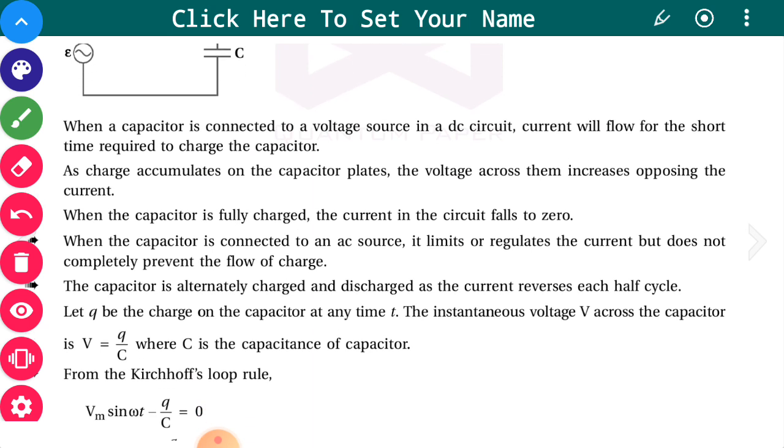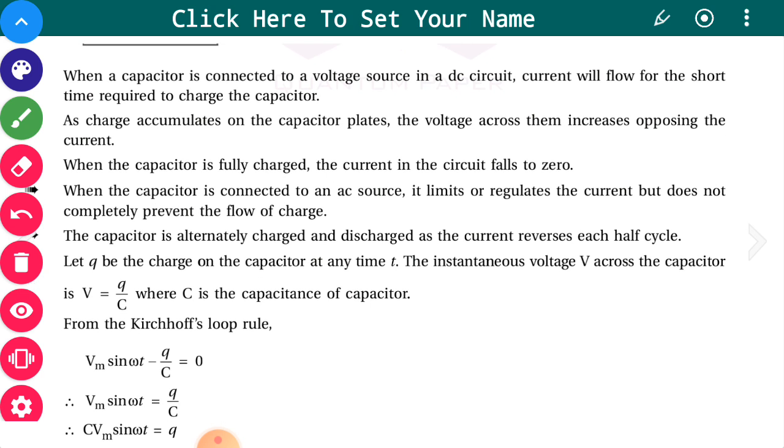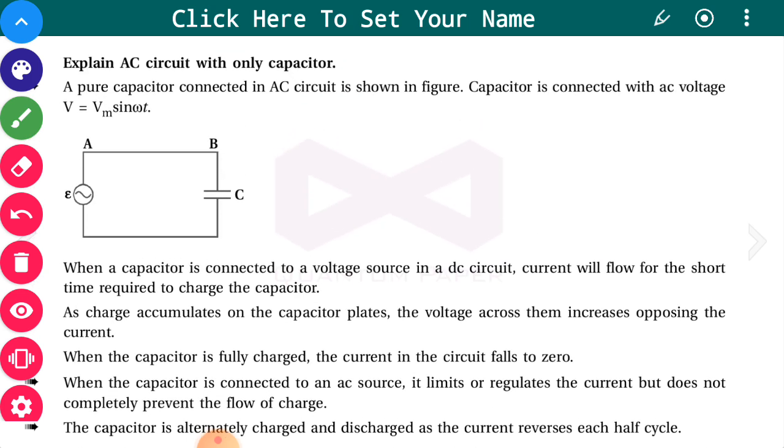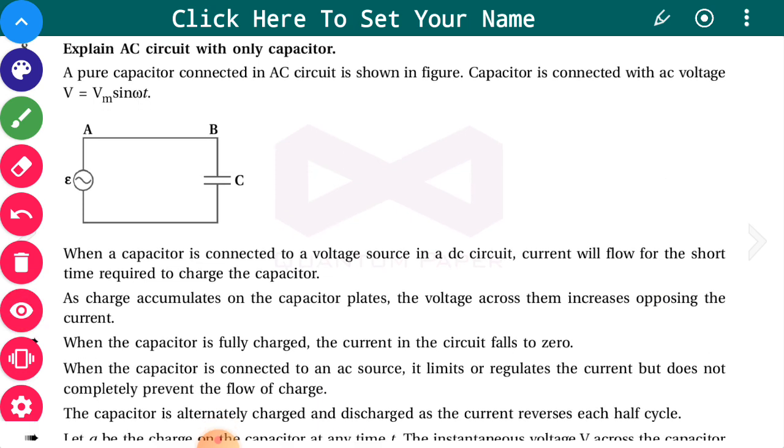In an AC circuit, the plates are periodically getting plus and minus charge. So it is joined with the AC. It limits or regulates the current but does not completely prevent the flow of charge. It completely doesn't become zero. The capacitor is alternately charged and discharged as the current reverses after each half cycle. For one half cycle, this plate becomes positive, this becomes negative. After that half cycle, this becomes negative, this becomes positive. So periodic charging and discharging of the capacitor takes place.